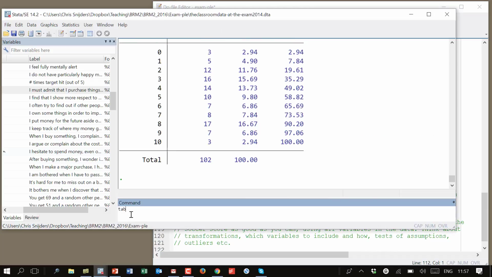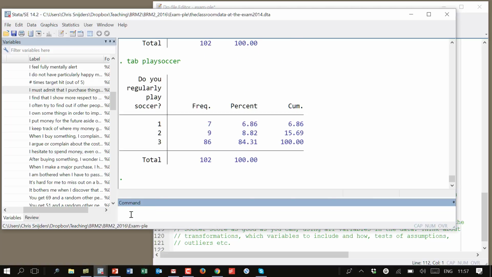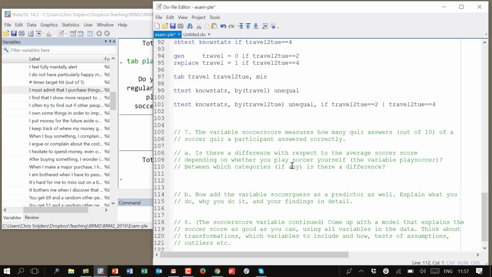So let's see how many we have. 3. I think the first one must have been I play soccer competitively, and the second one is I play soccer but not competitively, and the third one is I do not play soccer at all. So we have 3 groups here and 1 interval scaled variable to compare it with. You could argue actually that this one is not really interval because it's bounded above and below. But if you would go for interval here, I wouldn't mind so much. So interval scaled variable, 3 categories. What do we do?